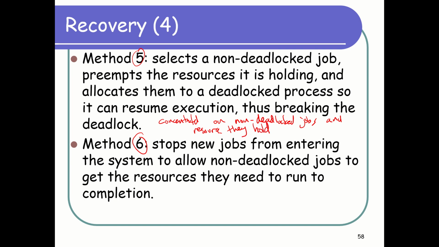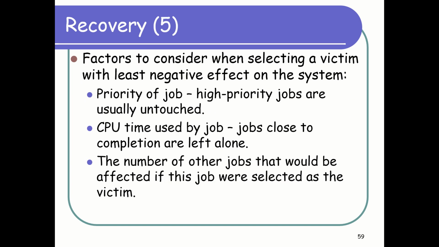Okay, non-deadlock job. So if you select a non-deadlock job, you see number 5: stop a new job from entering the system, to allow non-deadlocked jobs to get the resources they need to run to completion. So this is method 5 and 6. There are several factors to consider when selecting a victim with the least negative effect on the system.